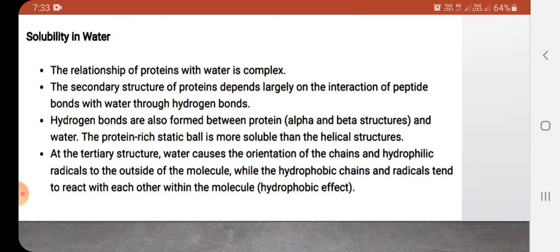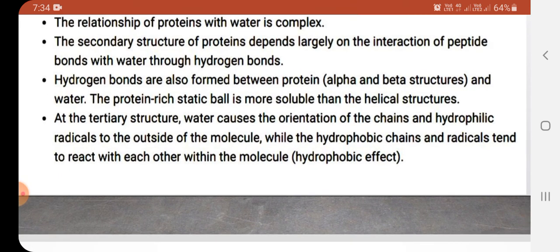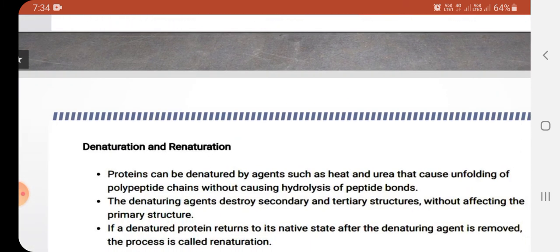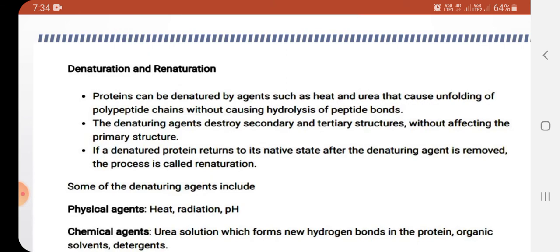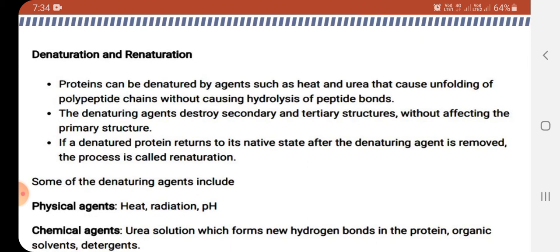At the tertiary structure, water causes the orientation of the chain and hydrophilic radicals to the outside of the molecule, while the hydrophobic chains and radicals tend to react with each other within the molecule. This is the hydrophobic effect. Denaturation and renaturation. Proteins can be denatured by agents such as heat and urea that cause unfolding of the polypeptide chain without causing hydrolysis of peptide bonds. So, we can define denaturation as the process which involves the unfolding of the polypeptide chain due to heat or reactions with other chemicals.